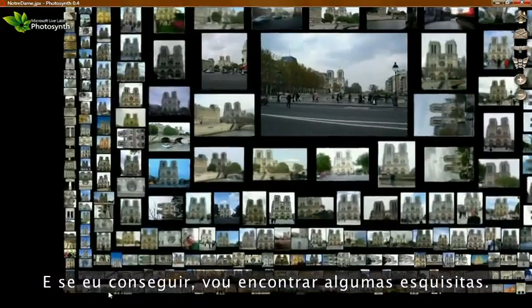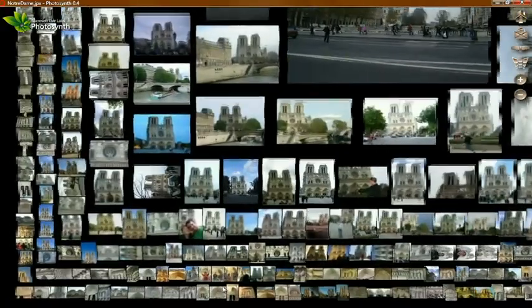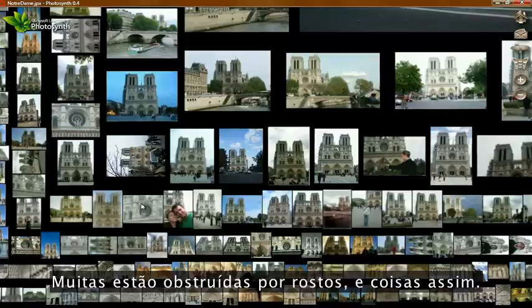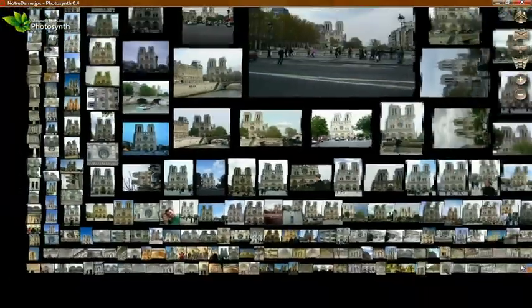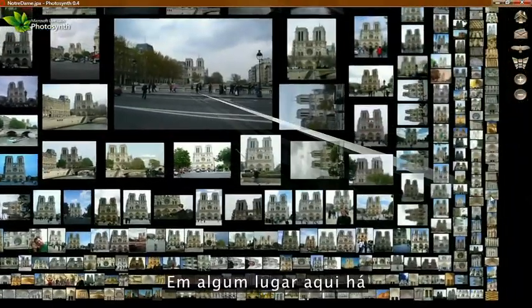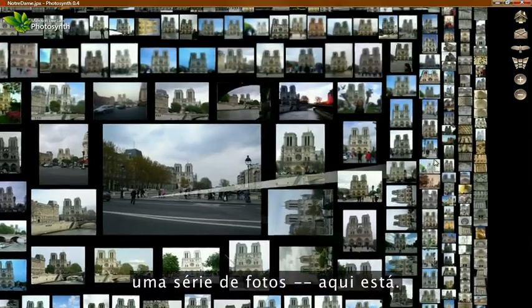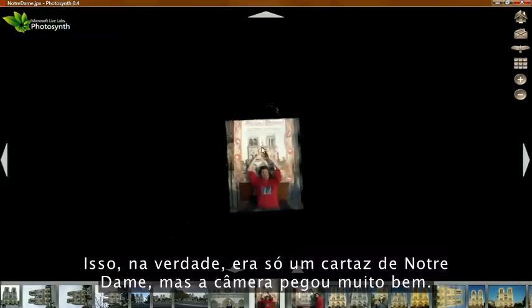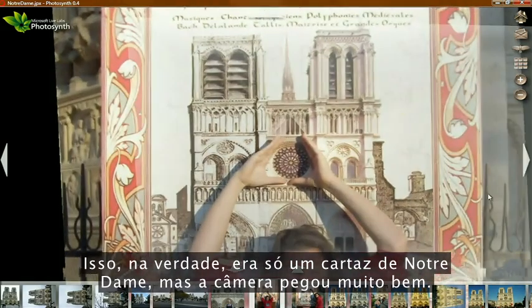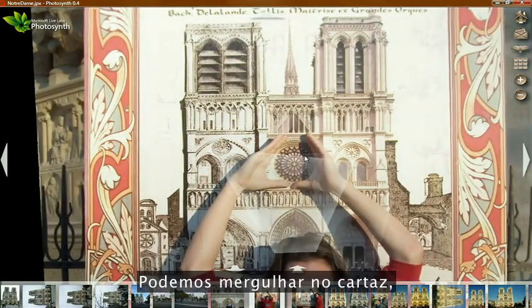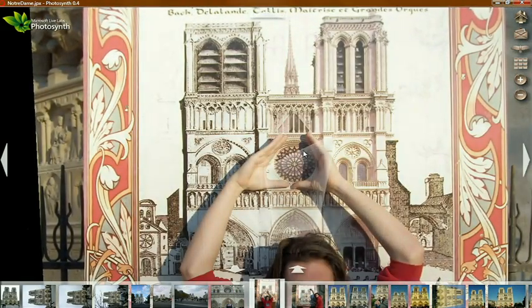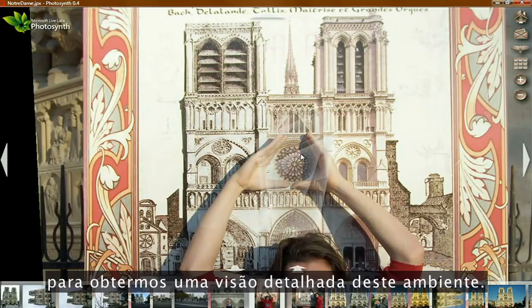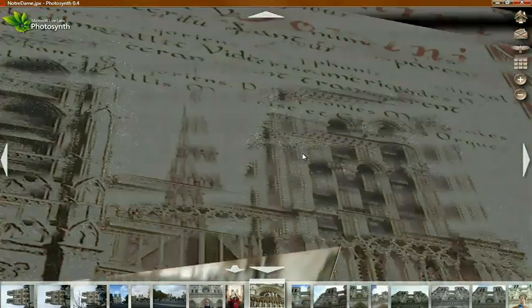If I can find some of the sort of weird ones, so many of them are occluded by faces and so on. There's somewhere in here, there are a series of photographs. Here we go. This is actually a poster of Notre Dame that registered correctly. Okay, so if we can dive in from the poster to a physical view of this environment.